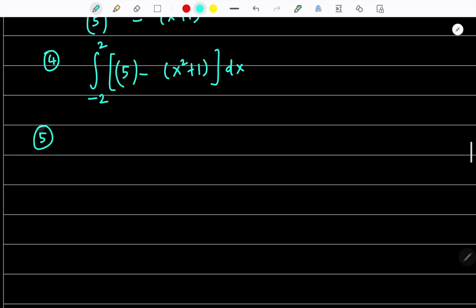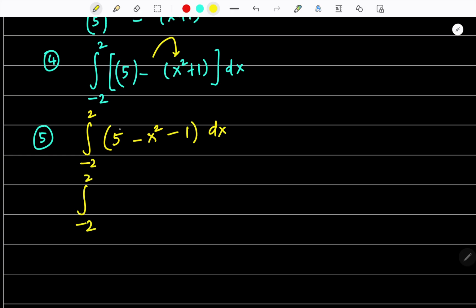So now we are going to integrate. Integral from minus 2 to plus 2 of 5, take this minus inside, minus x square and then minus 1, dx. So this equals integral from minus 2 to plus 2 of 5 minus 1 is 4, minus x square, into dx.